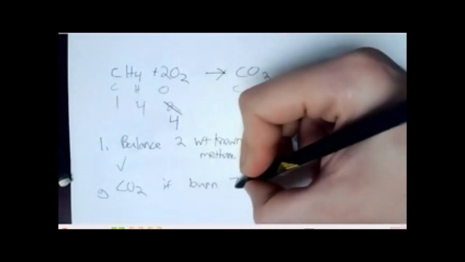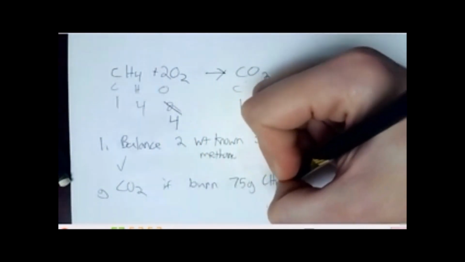We've already done step 1. We balanced it. So step 2, let's say that'd be something I would usually give you. So how much CO2, grams of CO2, would be produced if we burn, let's say, 75 grams of methane. Step 2, grams of methane is 75 grams. So check.